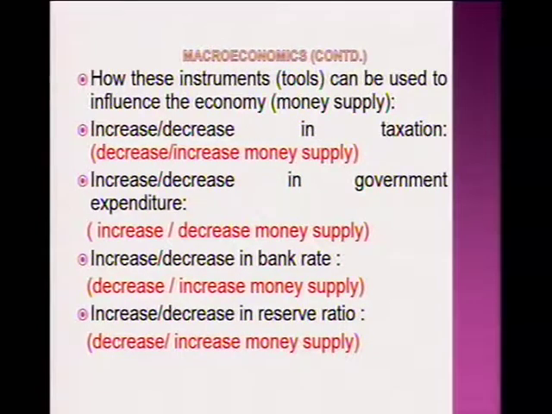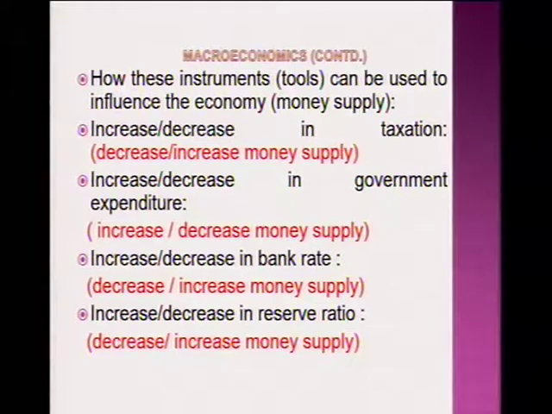On the other hand, if the government decides to increase government expenditure, in other words, the government pumps money into the economy, this is going to increase money supply. People are going to have more money. And if the government decides to decrease government expenditure, this is also going to decrease money supply. The bank rate is the rate at which we can borrow from the commercial banks. If the bank rate is increased, this decreases money supply. And if the bank rate is decreased, we have more money supply.